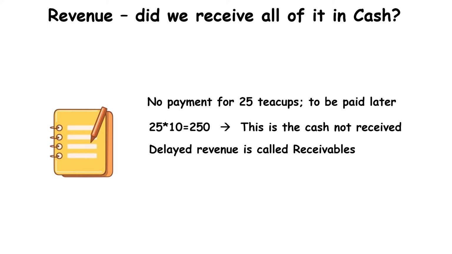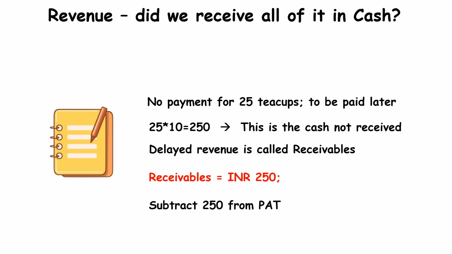This delayed revenue is called receivables, and this is a very important financial concept. Thus, we have receivables of INR 250. We haven't received this 250 rupees in cash. The cash which was supposed to come in did not come in, so that's basically a cash outflow. So what we'll do is subtract this 250 rupees from our PAT.